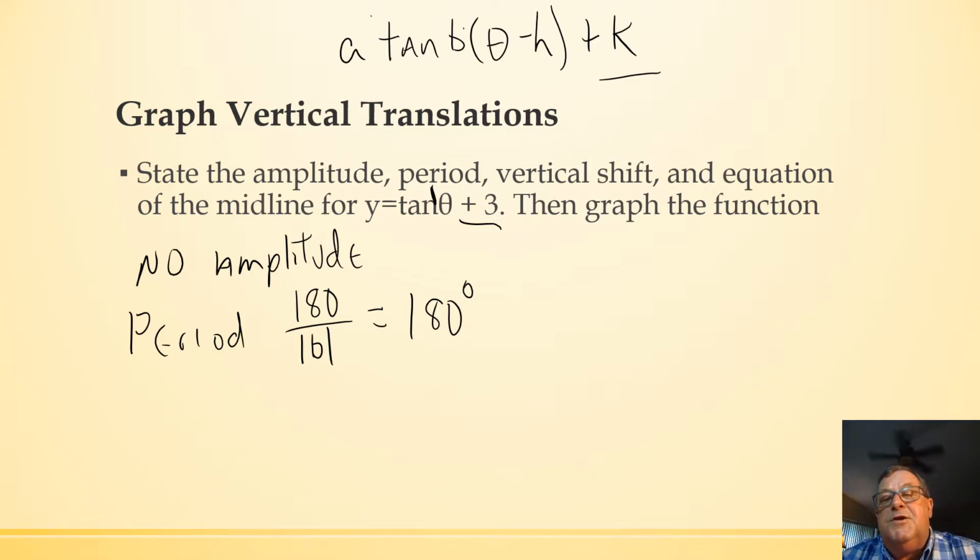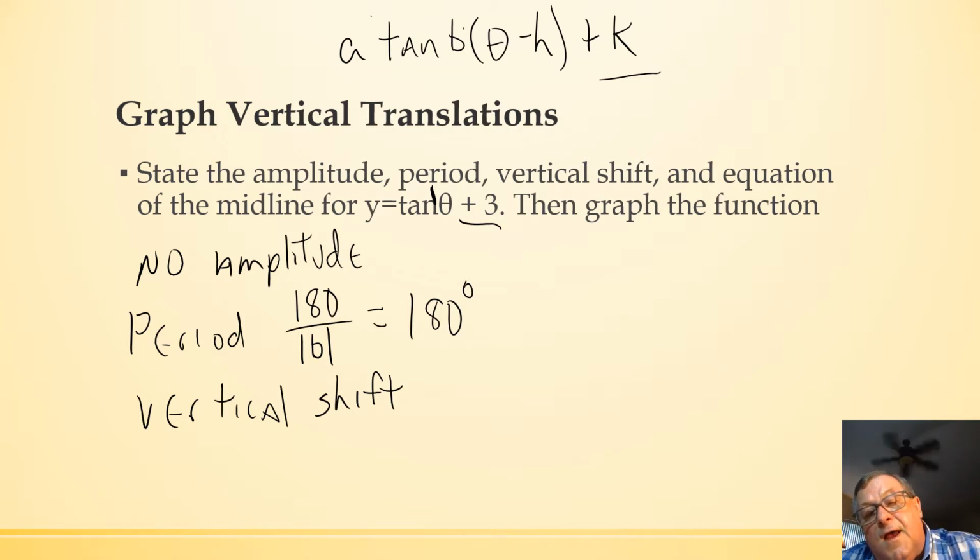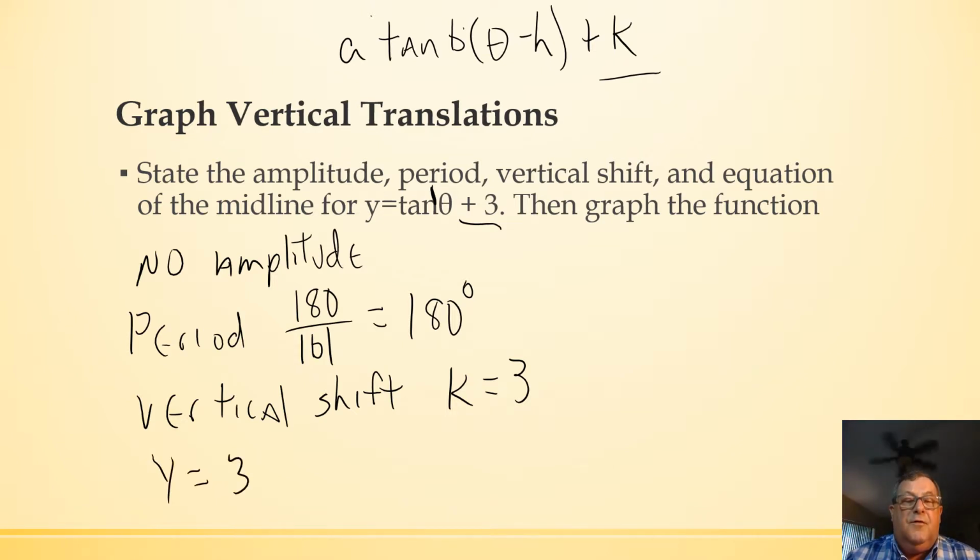There is no phase shift, and so then the vertical shift we would say is K equals 3. So it's a vertical shift of 3. And what else does it ask about the midline? Oh, the equation of the midline. The equation of the midline would be y equals 3. We'd see that midline shift from the horizontal axis at 0 up 3.